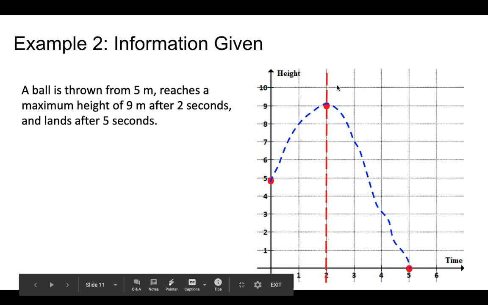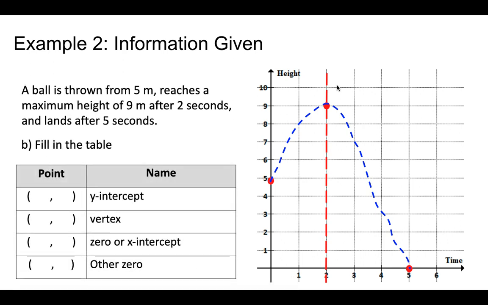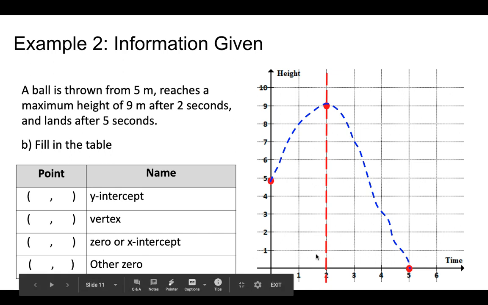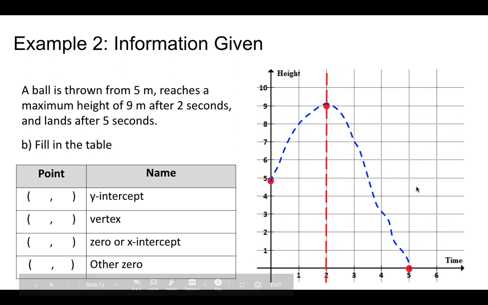Okay, what's the next question? Now that we have a graph, fill in the table. So we're going to use either this information or the graph to fill in this table. The y-intercept is when y is 5 and x is 0. The vertex is this point here, so (2, 9). The zero or x-intercept is when x is 5 and y is 0.